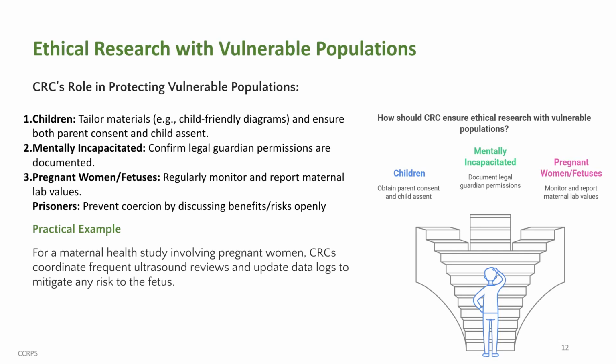So how should the research coordinator ensure ethical research with vulnerable populations? Thinking about obtaining parent consent or assent if it's a pediatric study, thinking about how to work with mentally incapacitated individuals, or if there's another process that you need to implement that we've discussed, for example, with elderly adults to ensure there's no cognitive decline, or pregnant women and fetuses to make sure that we're monitoring and reporting maternal lab values or any specific change for this population.